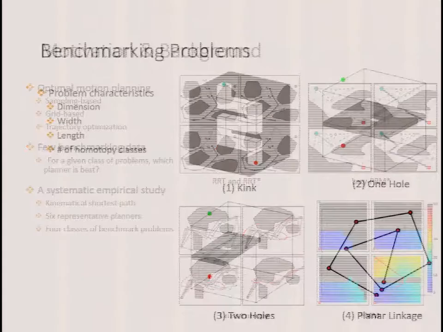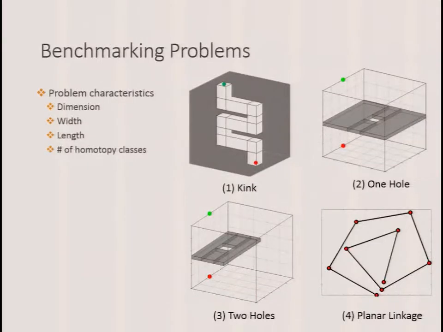Here are the problems. As you can see, there are narrow passages in each of them, because narrow passages bring challenges for fast motion planning, and we would like to explore how the geometry of the narrow passages would affect the planner performance. We carefully controlled the geometric characteristics of each problem class, including space dimensionality, width, and length of narrow passage, as well as the number of homotopy classes.